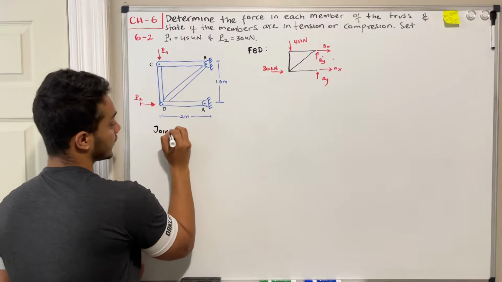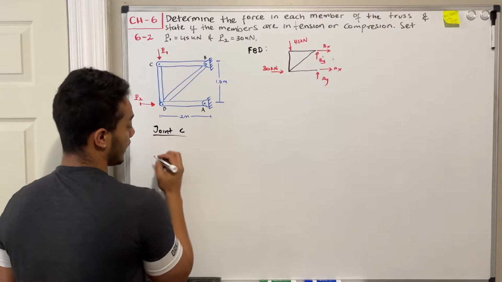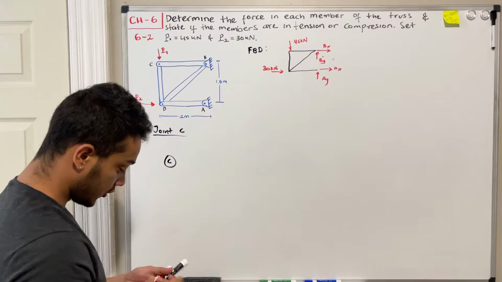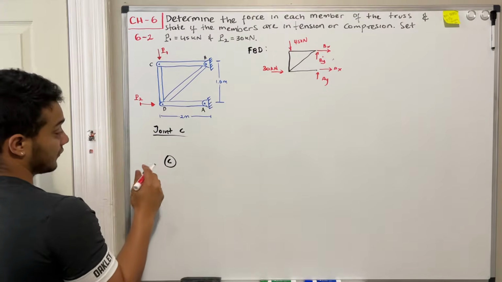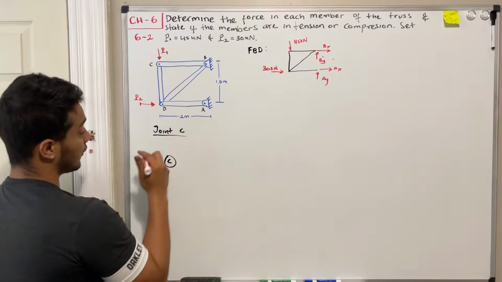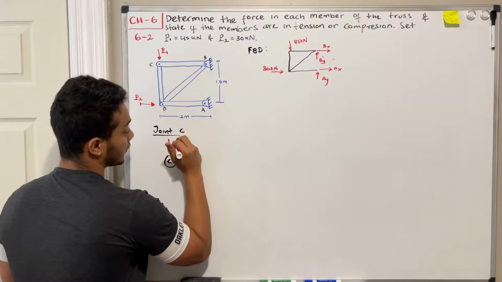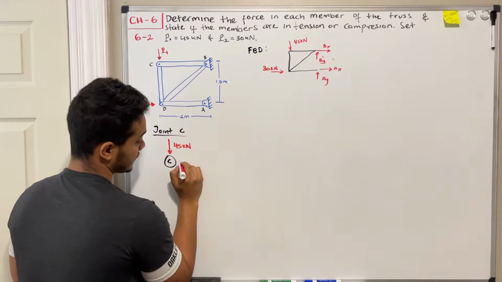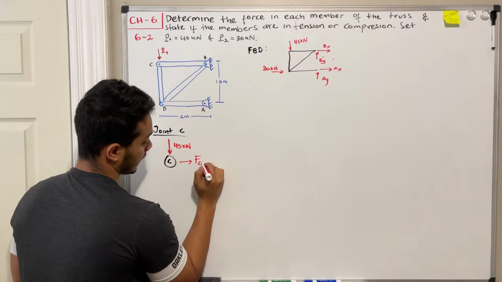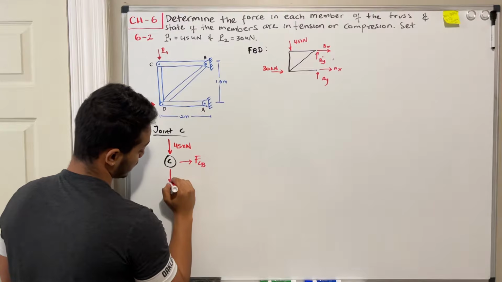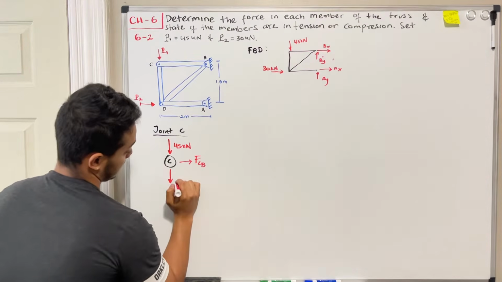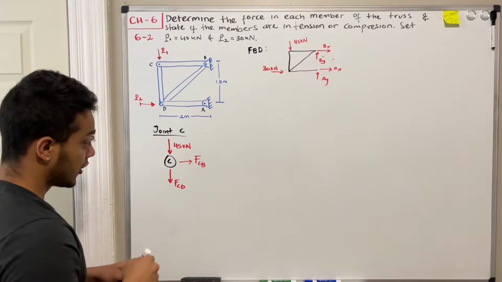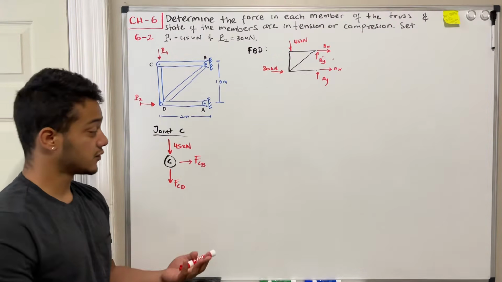So joint C. Okay, and what we're gonna do, as I told you before, is that we're gonna do a small free body diagram of my joint C. What forces do we have? We got P1 going down, which is 45 kilonewtons. Then we got force CB, and then we got force CD going. The direction of these two forces are assumed.